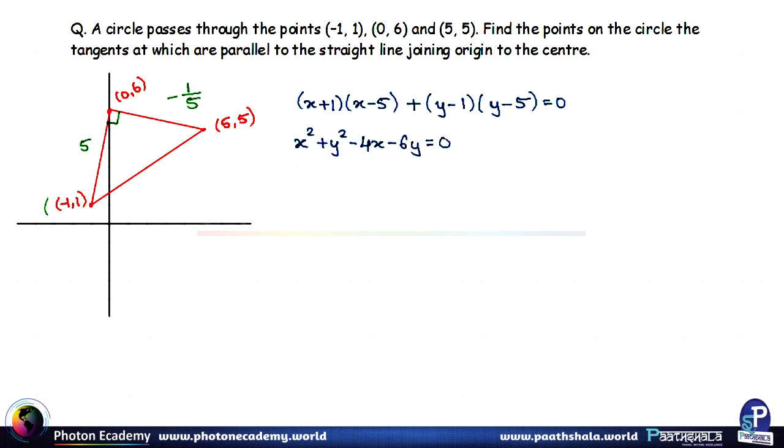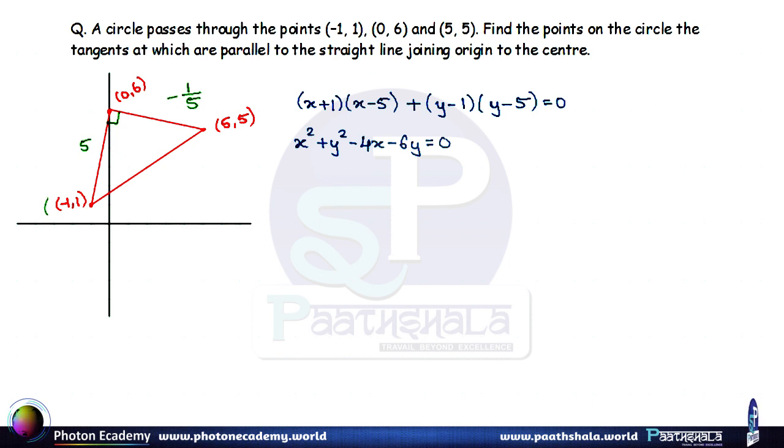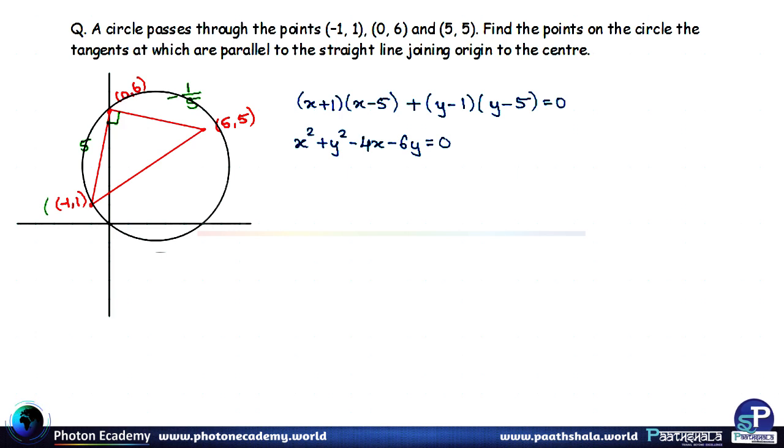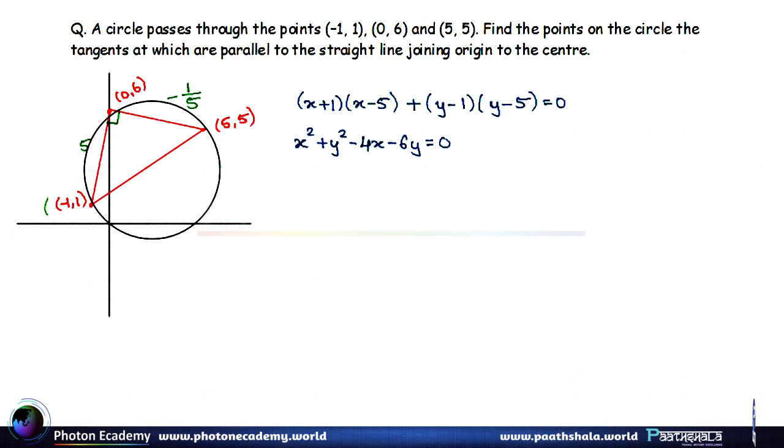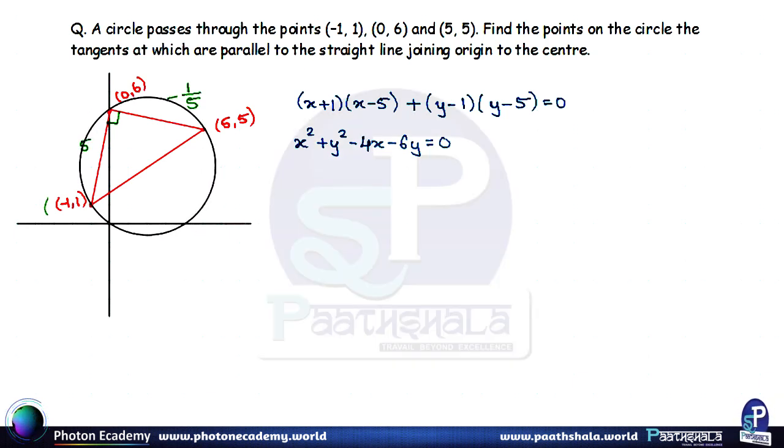Okay, so we can also see that the circle passes through the origin as well. So let us try to draw the circle. Suppose it's something like this. Okay, so this is the circle.